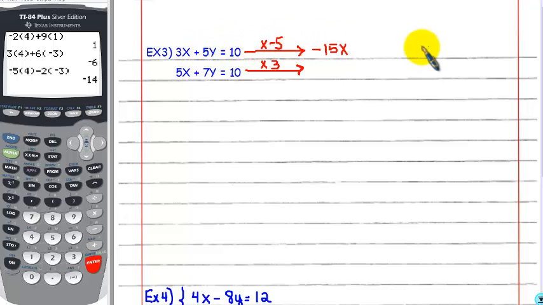5y times negative 5 is negative 25y. And then 10 times negative 5 is negative 50. And then I have 5x times 3 is 15x. And then 7 times 3 is positive 21.